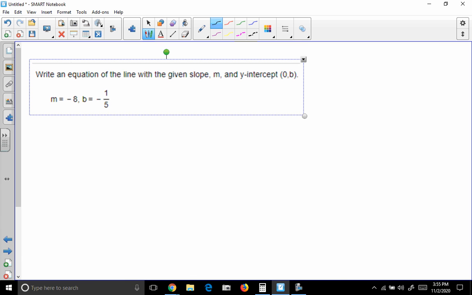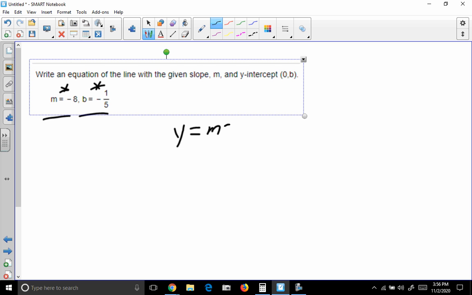The last problem or two has us take the information of the slope and the y-intercept and write the equation. The previous problems gave us the equation, and we had to determine the slope and the y-intercept from the equation. Here we're going in the other direction.